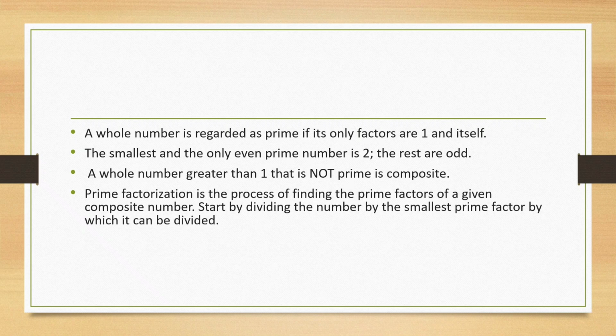We start by dividing the number by the smallest prime factor by which it can be divided. Smallest prime factor does not mean that we always have to start dividing by 2. As we know the divisibility rules, we have to see if the number is even. Yes, we can start dividing by 2. If the digit sum is divisible by 3, yes, we can start dividing by 3. If the ones place is 5 or 0, we can start dividing by 5.